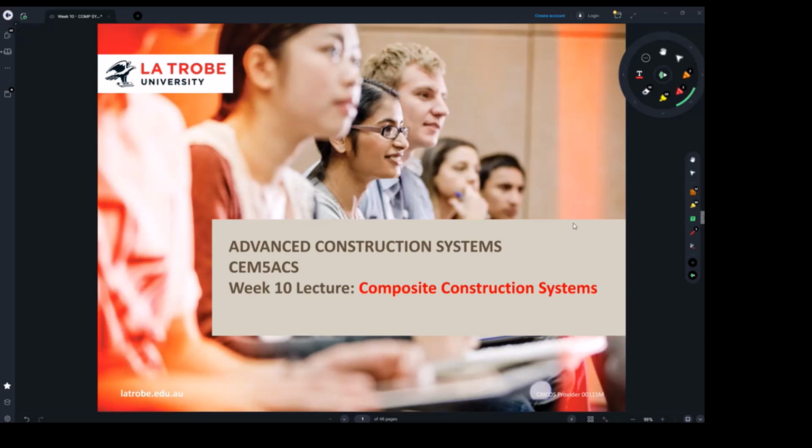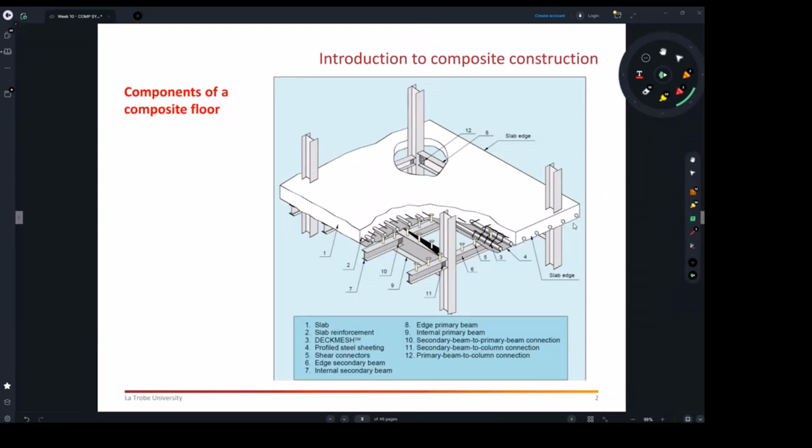Exactly like what the student just said to us, when we have two different materials and we manage to interlock those two materials together, then it is basically a composite. And we're going to see these kinds of systems applied in construction at various levels, right? So let's have a look.